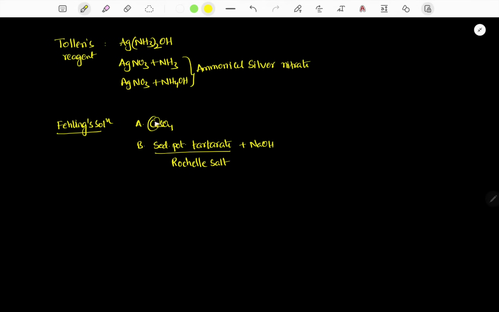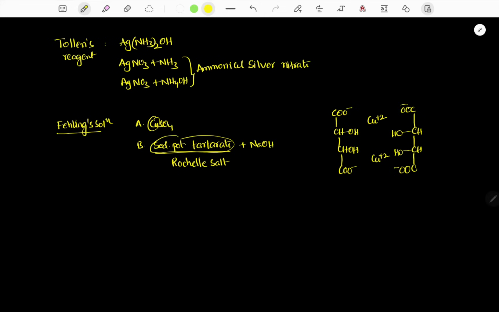And here Cu2+ forms a complex with the sodium potassium tartrate, COO minus, CHOH, CHOH, COO minus, and here Cu2+. So it is a ligand, with dative bonds here with oxygen. So it is a copper complex. So it is a Fehling solution.